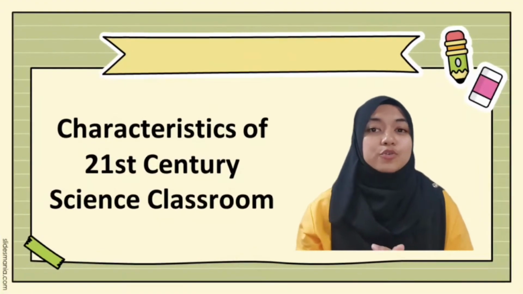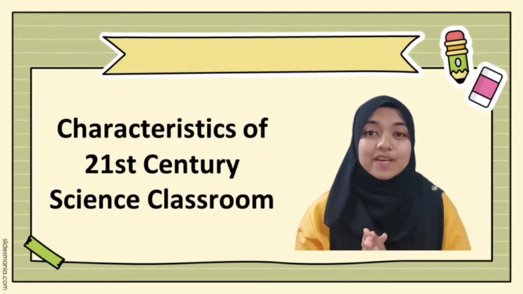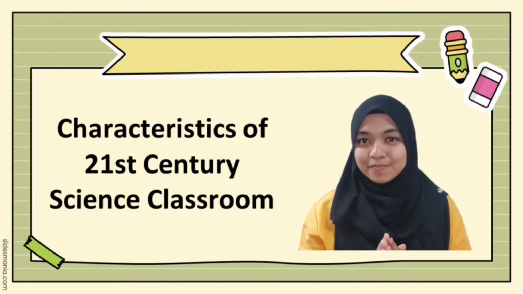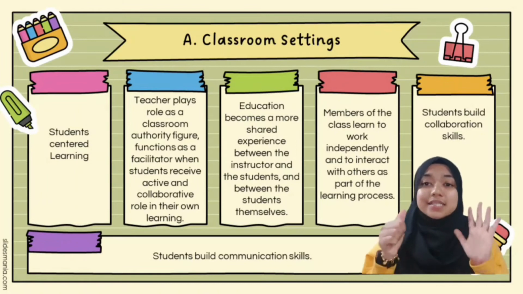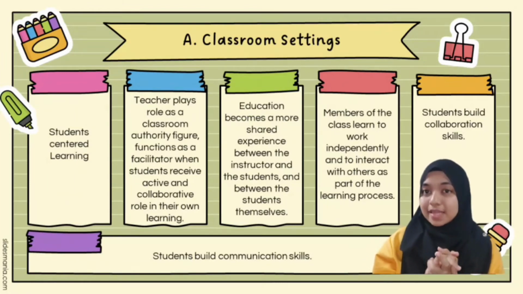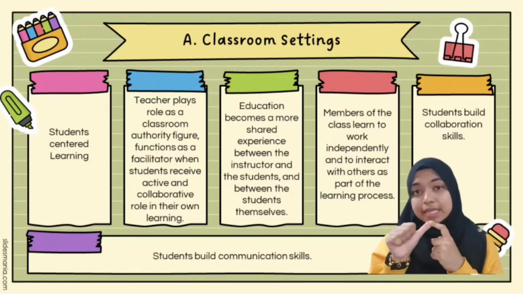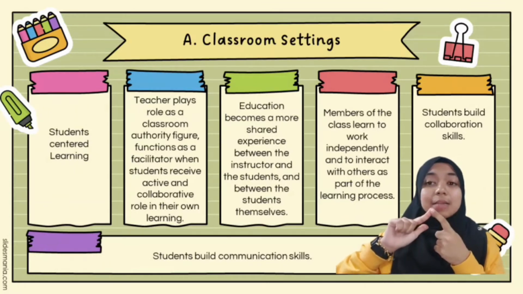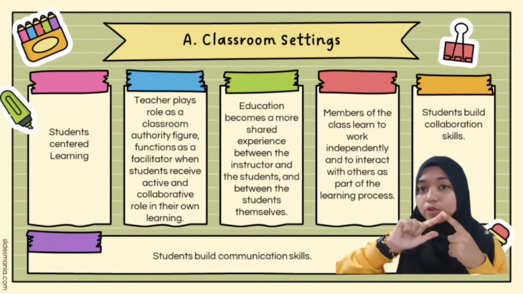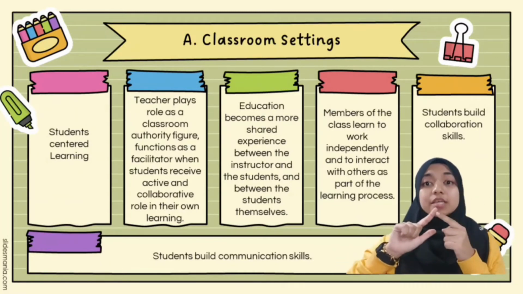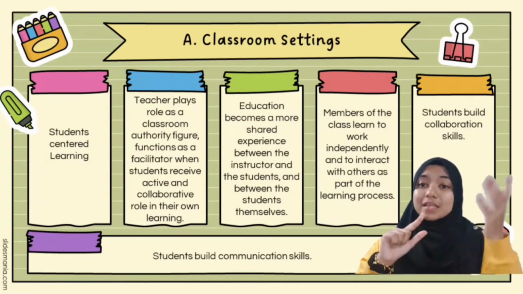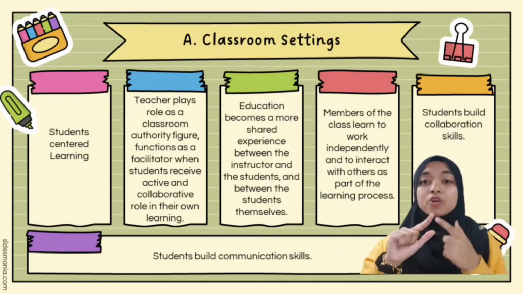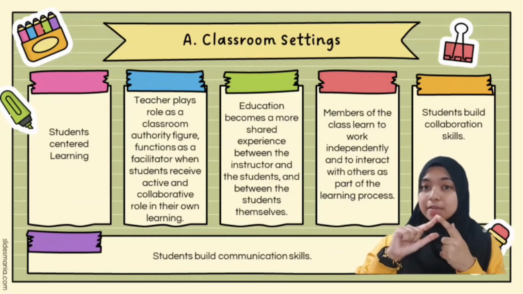Now, we will go through the characteristics of the 21st Century Science Classroom. First, we will go through the classroom settings. There are 6 characteristics of classroom settings, which are: first, student-centered learning. Second, the teacher still plays a role as a classroom authority figure, but functions more as a coach or facilitator when students receive a more active and collaborative role in their own learning.